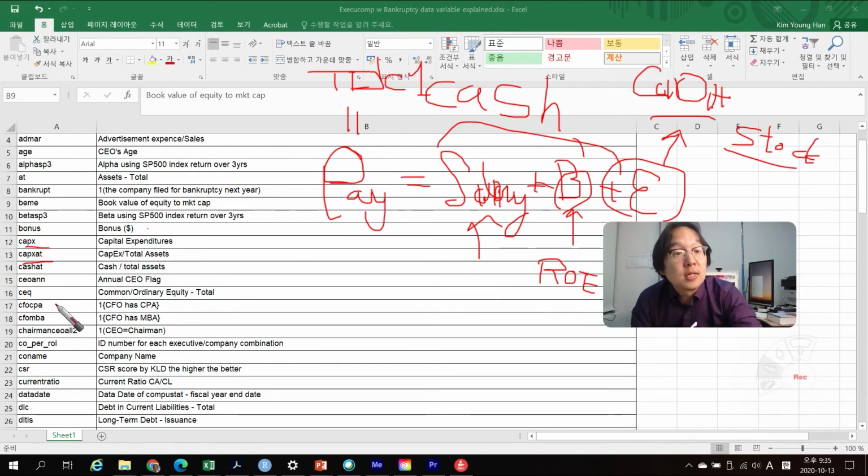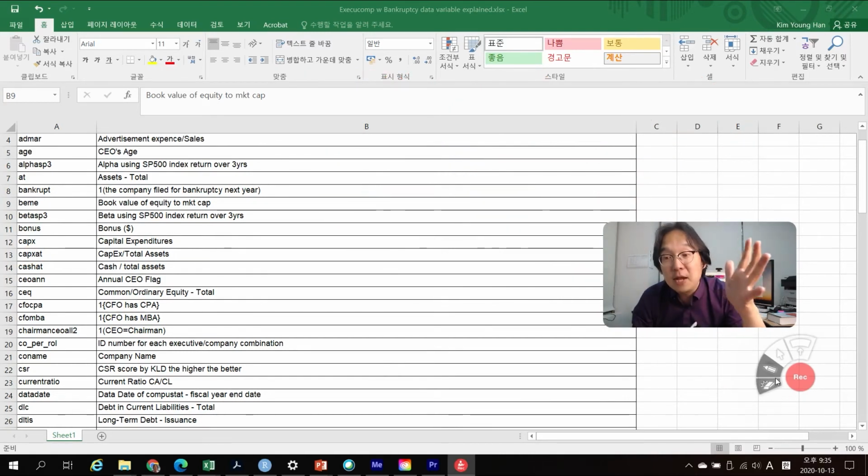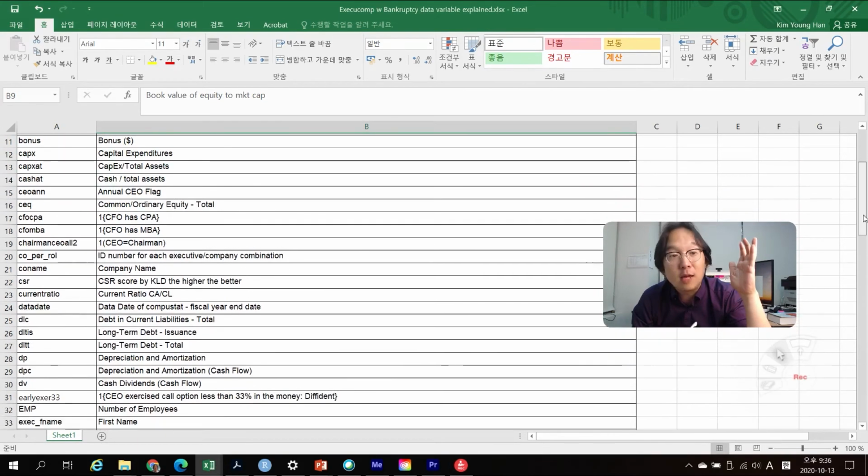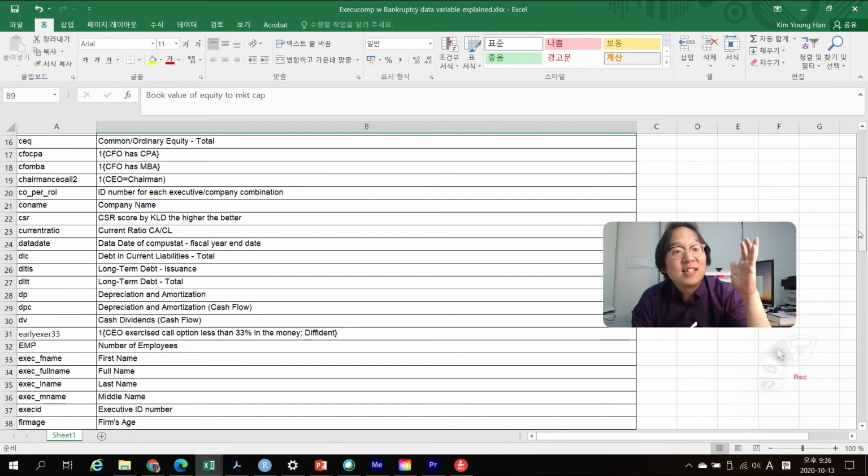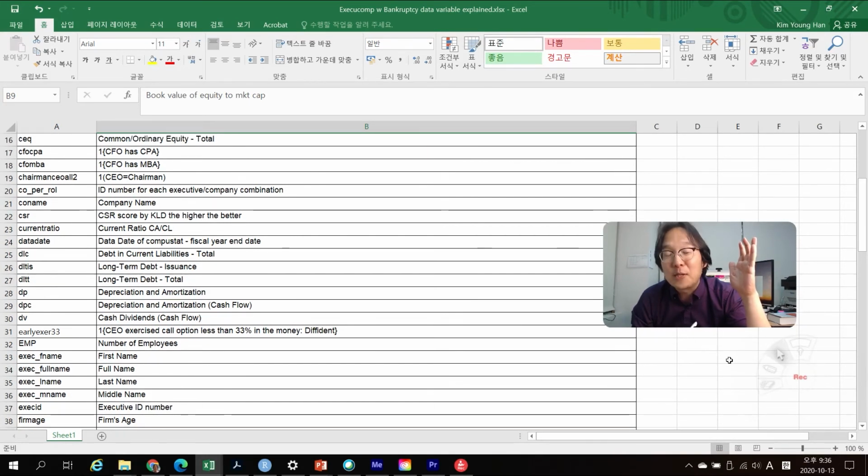And then CEQ, that's common equity, like the book value of equity for common shareholders. And then there you see an interesting variable that I manually, or hand, collected for thousands and thousands of CFOs. Over here, CFO CPA. What the heck does that mean? Don't say this is a dummy variable, that is, if the CFO has a CPA license. Yes, you guessed it right.